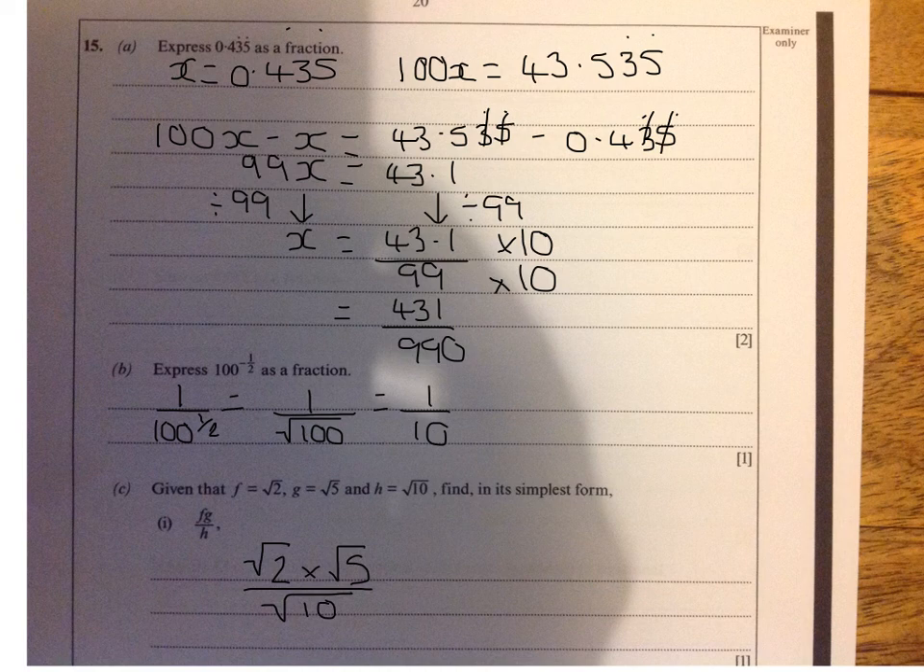Now if I just had 2 times 5, that would be 10. So the square root of 2 times the square root of 5 is the square root of 10. So the square root of 10 over the square root of 10. And we should know that anything divided by itself leaves us with just 1.